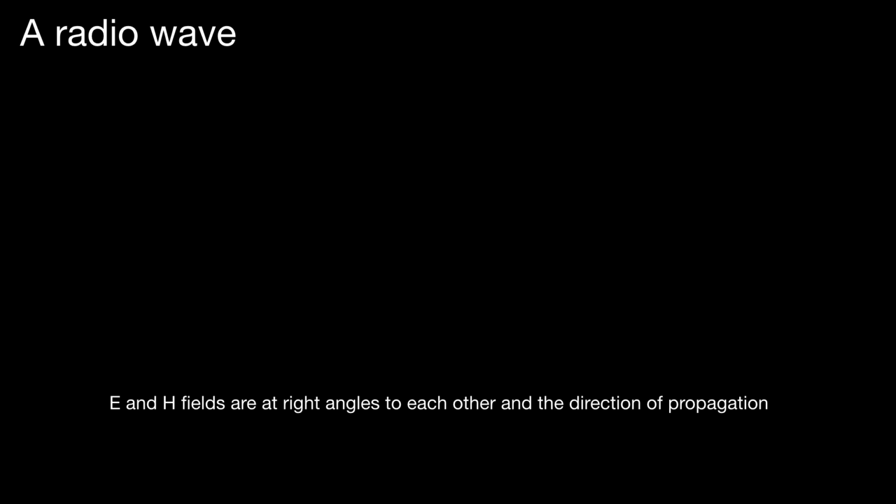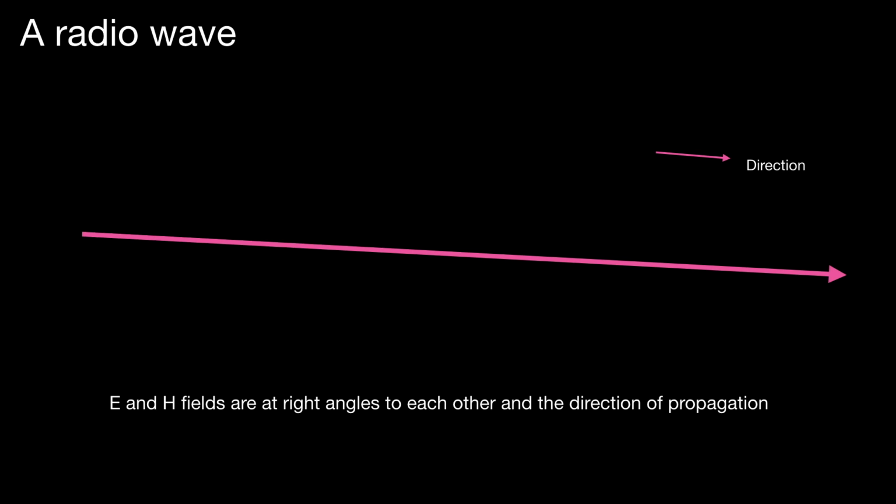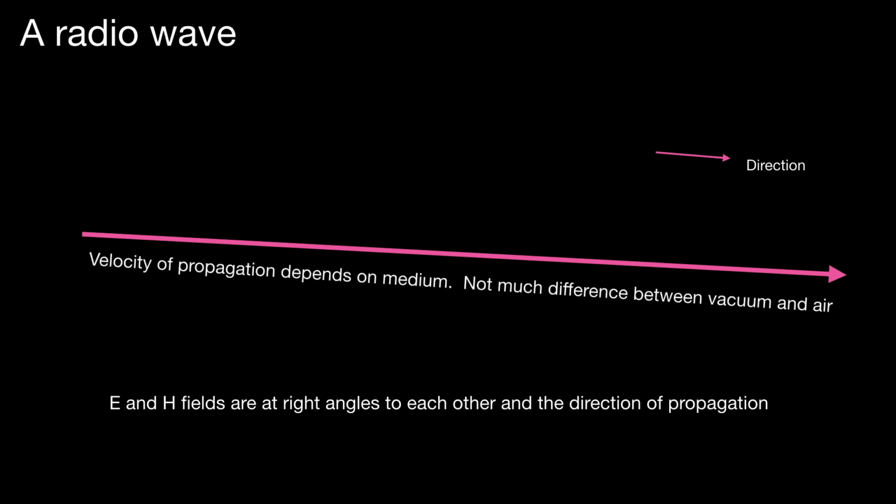Well, in a radio wave, there is a direction of propagation, and that's shown by the mauve arrow on your screen. We should say that the velocity of that propagation is the same as the speed of light, 3 times 10 to the 8th meters per second, and it's not much difference in vacuum and in air. It'll be slightly slower in air, but not very much.